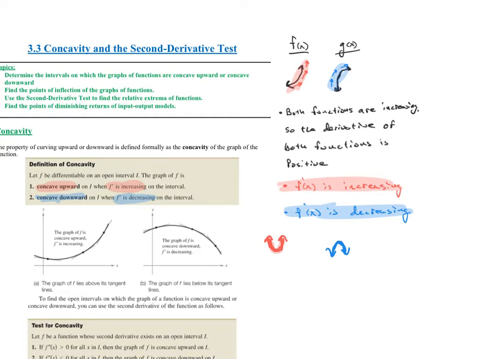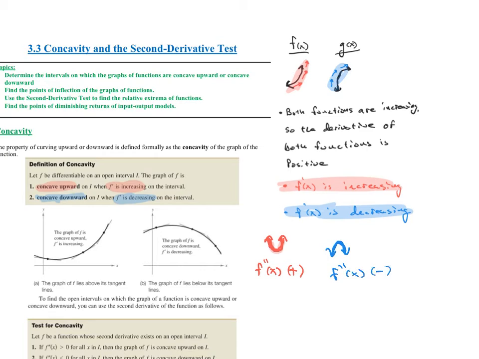So, if a derivative is increasing, then the derivative of the derivative must be positive. So if a derivative is increasing, the second derivative must be positive. F double prime of x is positive in this case. If the derivative is decreasing, then the derivative of the derivative, which is the second derivative, must be negative. Again, the derivative is decreasing, and anytime a function decreases, its derivative is negative. So if the derivative is decreasing, the second derivative must be negative.